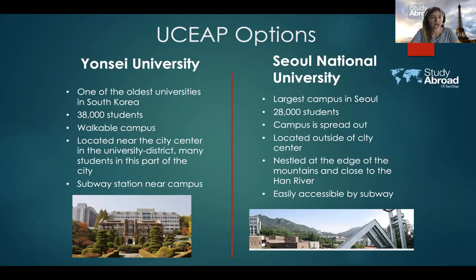Just a little bit more about Yonsei University. It's roughly 38,000 students, with a very walkable campus. It is near the city center, in the university district, with lots of students in this part of town. There's a subway station near campus, and I actually had the opportunity to visit Yonsei University, as I mentioned at the top of the webinar, and I'll share some pictures in future slides. Like I said, it's very centrally located and easy to get around. That is the program that's been running for quite a while, and we've had many students on it. Seoul National University, on the other hand, is a brand new partnership.